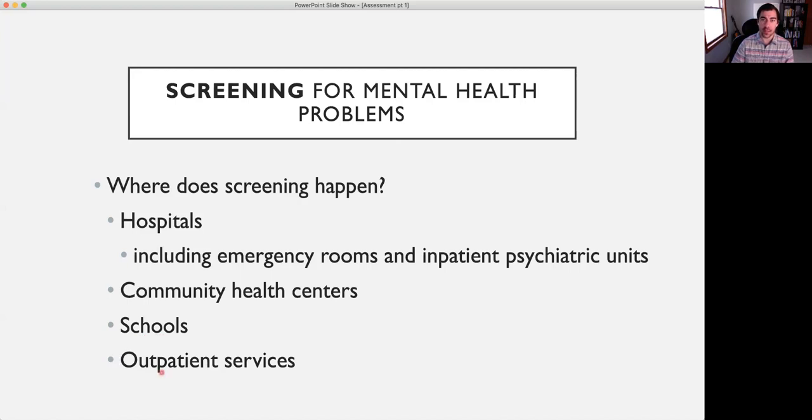And outpatient services are services where psychologists often work that are more office-based, the weekly therapy visit type of setting that people may have seen or heard about. When people are coming in initially and saying, I would like to meet with the therapist, screening may be done to identify whether the psychologist is best suited to help them, to understand what the most pressing concerns are. So screening would maybe be the first step in a longer process of assessment.